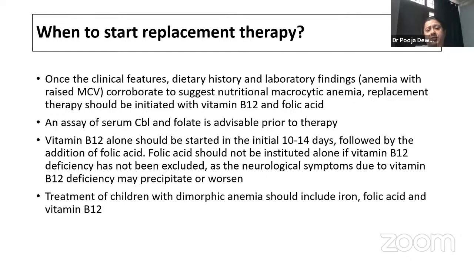And it is important to remember when you start therapy, B12 should be started before you start folic acid, because if you institute them alongside, then sometimes the neurological features of vitamin B12 deficiency can get precipitated. Because you're giving folic acid, the hematological response is going to be marked, so the vitamin B12 may be diverted towards hematological response and the neurological findings can worsen. So what we recommend is that initially for the first 1 or 2 weeks, you give B12 alone, and from the second week onwards, you can start your folic acid supplementation. If you have a child with dimorphic anemia, then iron supplementation alongside is also important.